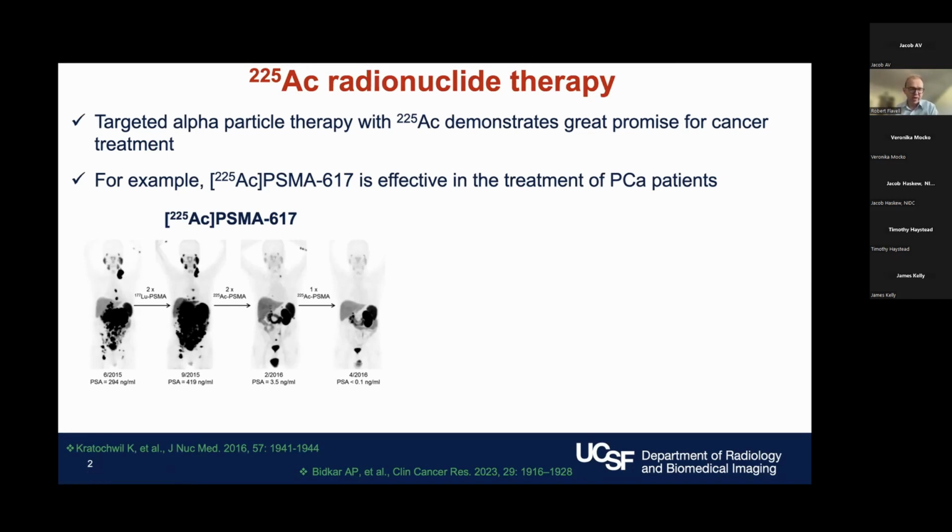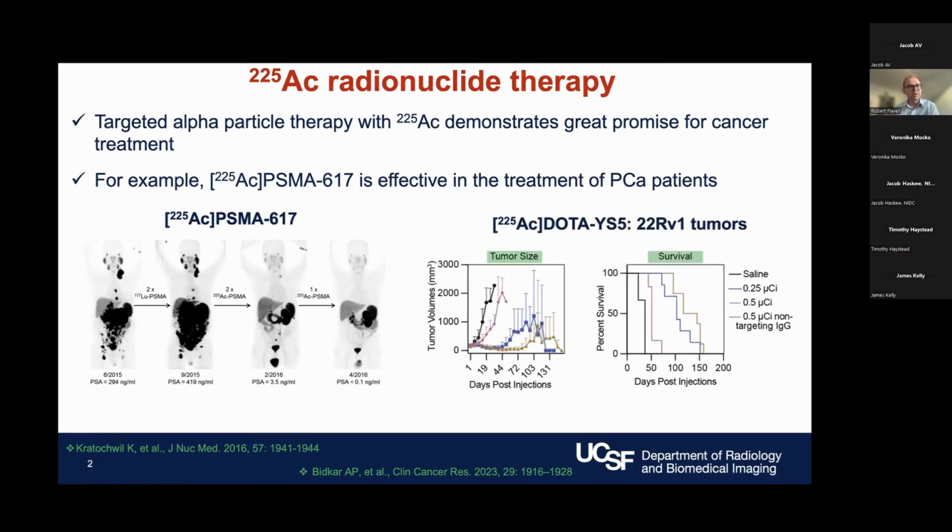They were then switched over to Actinium-225 treatment and really had a marked response. You can see all this dark stuff here in the middle of the patient's abdomen subsequently resolved, indicating essentially a complete response to treatment with actinium after progression on lutetium. This has been replicated in some other patients and in small clinical series, so there is a lot of excitement around the use of actinium-targeted PSMA agents.